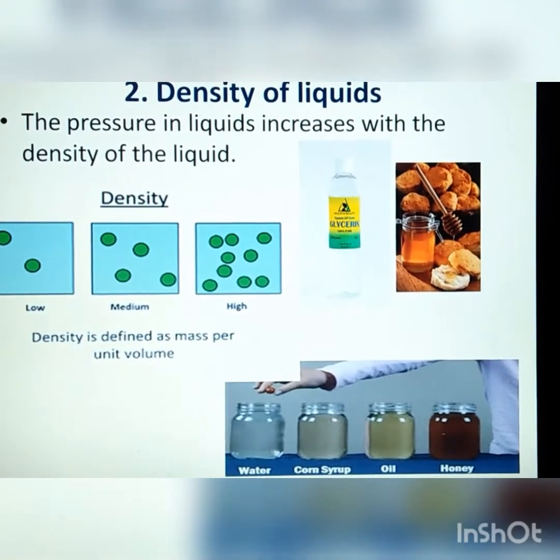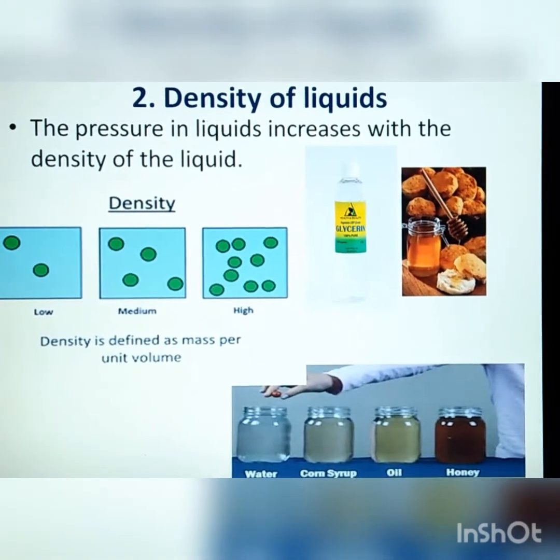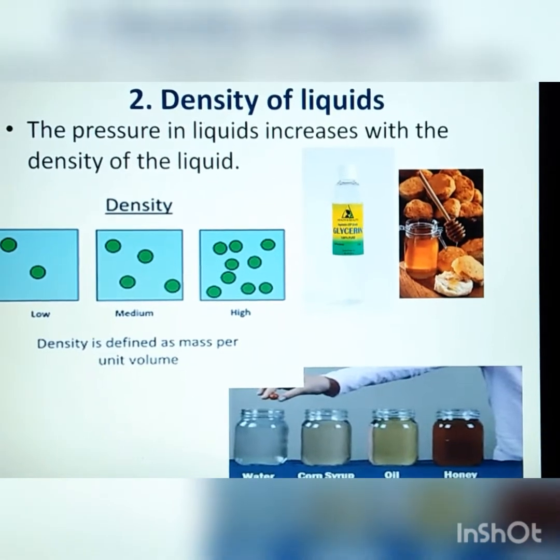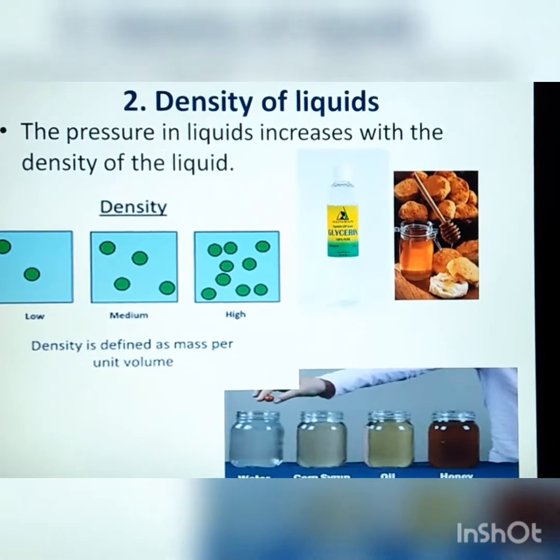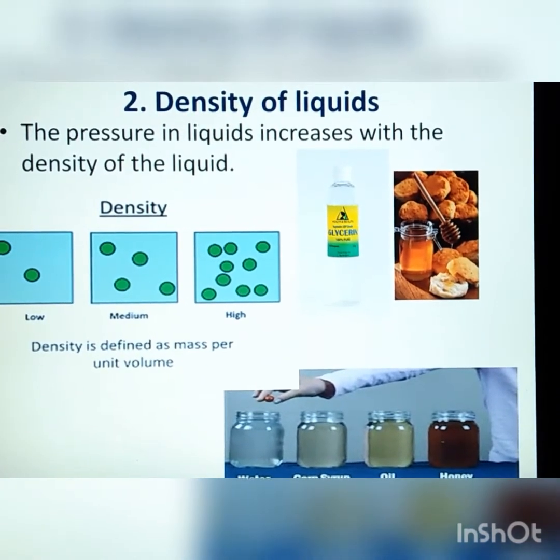Now what is the second factor? The second factor is the density of the liquids. What do you mean by density? Now just compare water to honey. If you put some water on the floor, it will take very less time to flow. What about honey or glycerine? It will take more amount of time to flow.